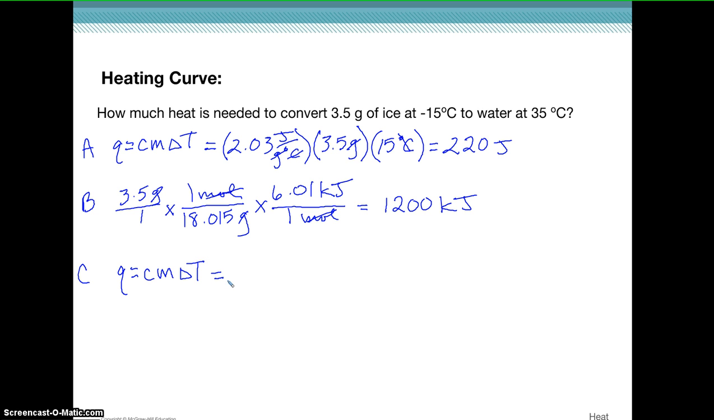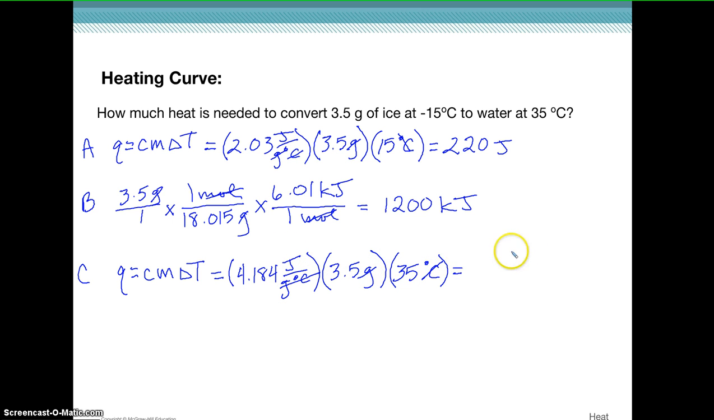Now this time, if you look at your specific heat chart, we do want the specific heat of liquid water, which is 4.184 joules per gram degree Celsius. Still the same mass. Now, our temperature, we've already gotten the temperature up to 0 degrees Celsius. Now we want to raise it from 0 up to 35. So this time our temperature change is 35 degrees Celsius. Again, the grams and the Celsius cancel, so we'll get joules when we multiply. 2 sig figs, 510 joules.